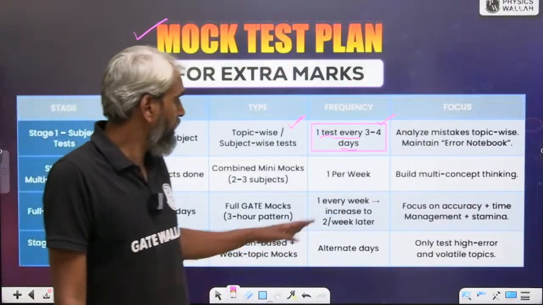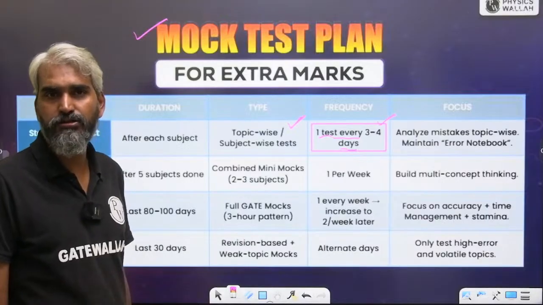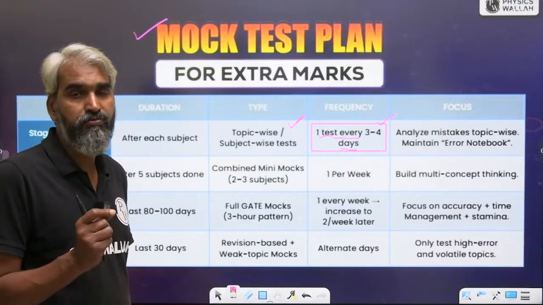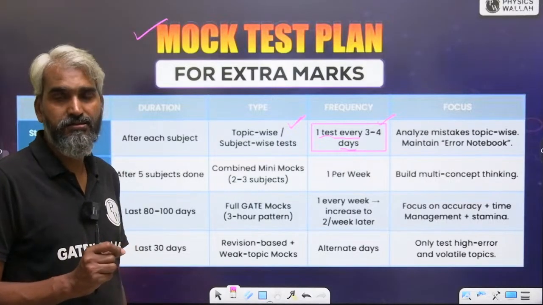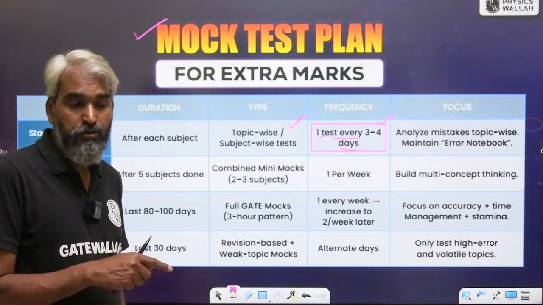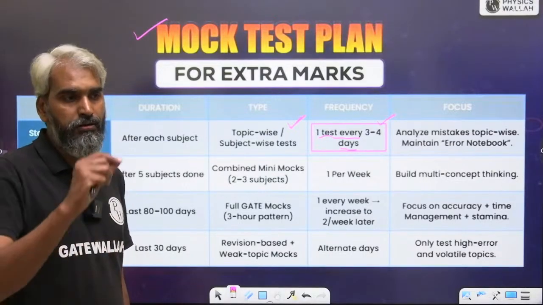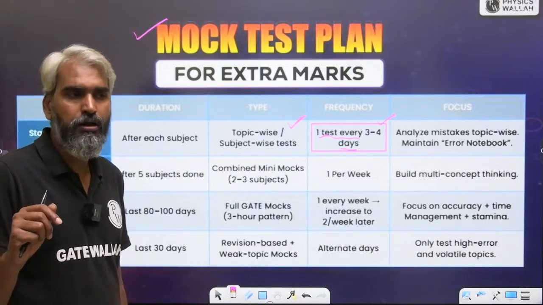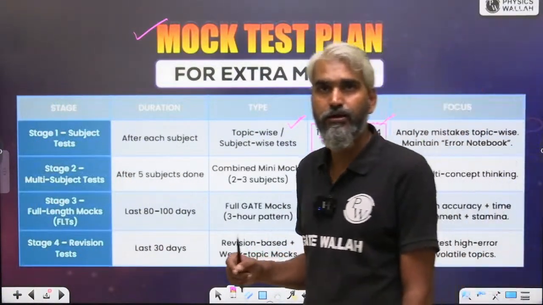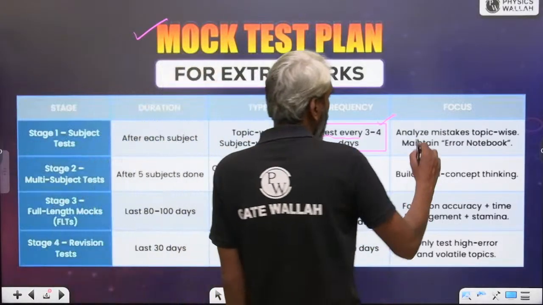Once we appear for the mock test, what is required? Merely giving the mock test is not going to help you. The most important thing is the analysis of your mock test: where exactly you went wrong, where exactly you committed silly mistakes, what are the types of questions that you were not able to attempt. A log must be maintained to analyze the improvement from the mock test.